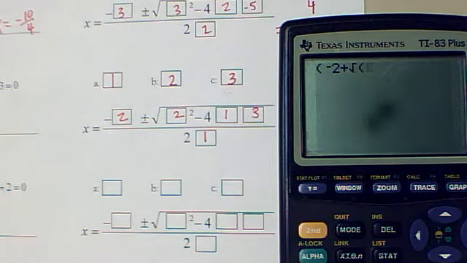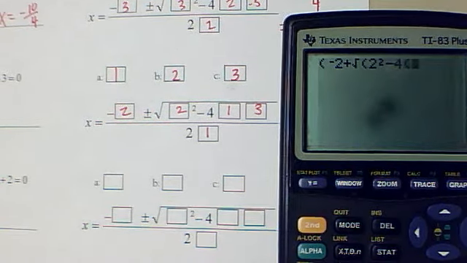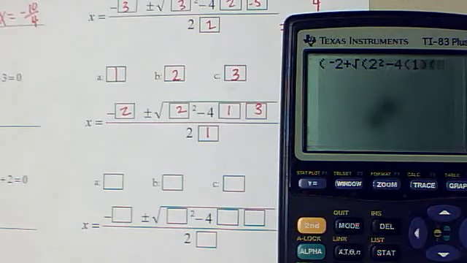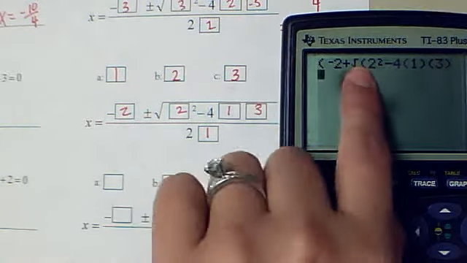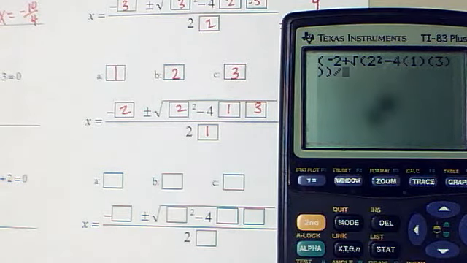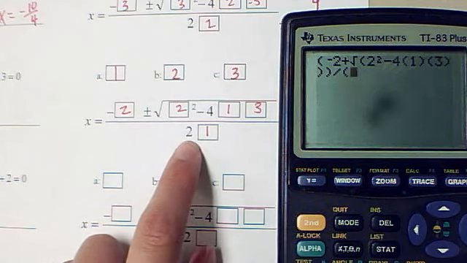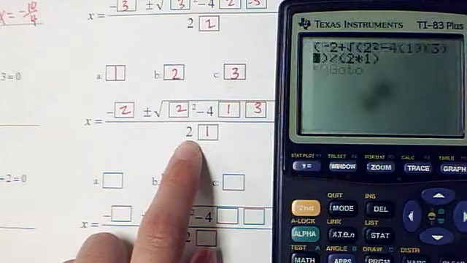The square root of 2 squared minus 4 times 1 times 3. And then, see, those are open and close, open and close. So this one's open, so I need to close it, and I need to close the one from the top. Divide by, and open parentheses for the bottom, 2 times 1. Uh-oh, I must have done something incorrect.